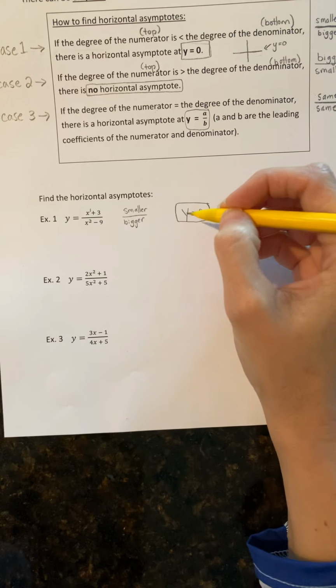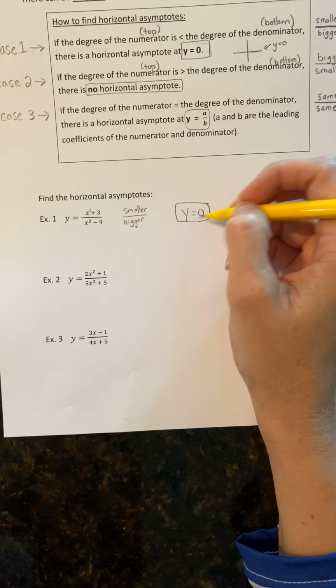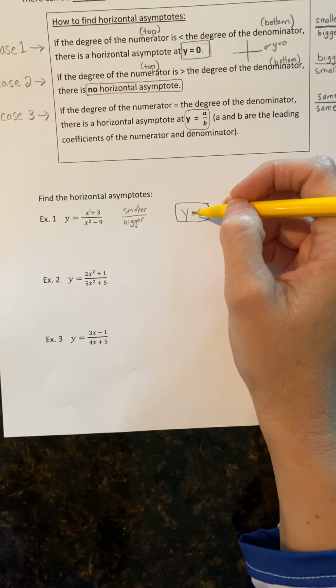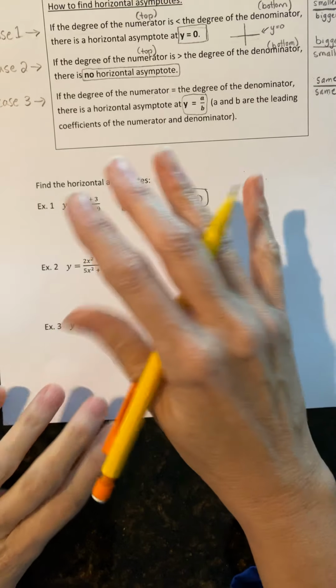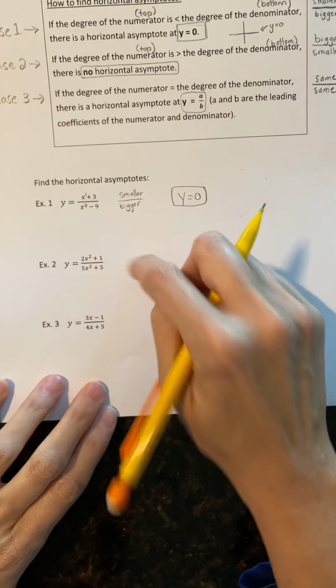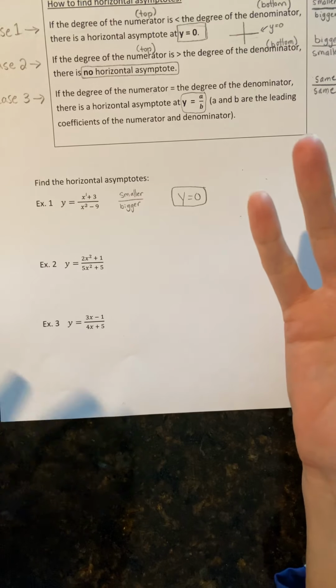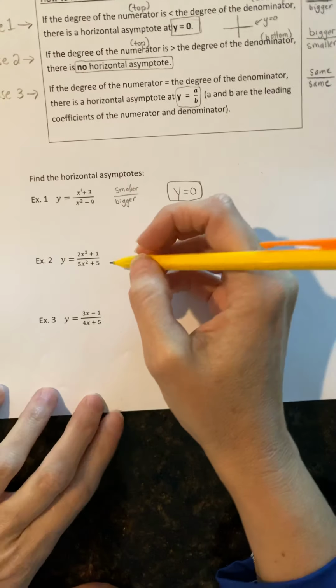So remember, that's not the solution to this. This is just where there's a horizontal asymptote. And then for this one, anytime you want to, you can pause this video and try them and see if you get them right. You can press play again and see if you get them right.